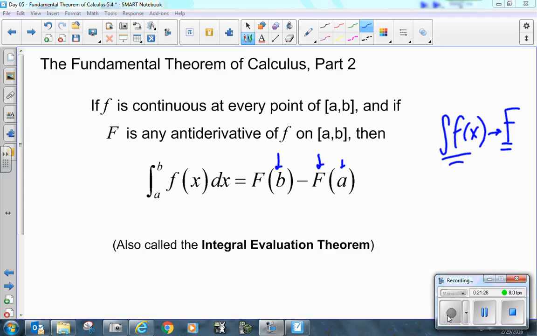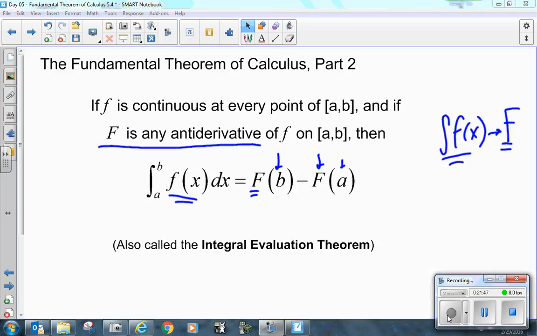They say capital F is the antiderivative. So when I take the antiderivative of this, I have to get a capital F. So this was 3t squared. This would be t cubed. And then I put my b bound in there. And subtract t cubed when I put my a bound. That's what we learned what integration does. That's where it all leads. Now I have a deeper understanding, not that you care.